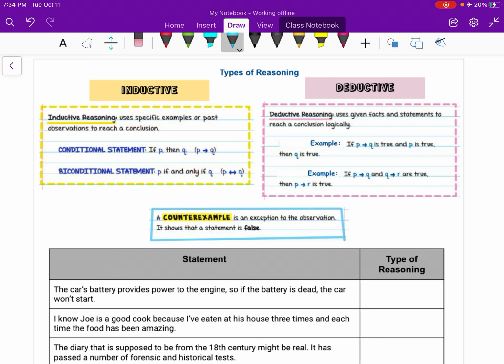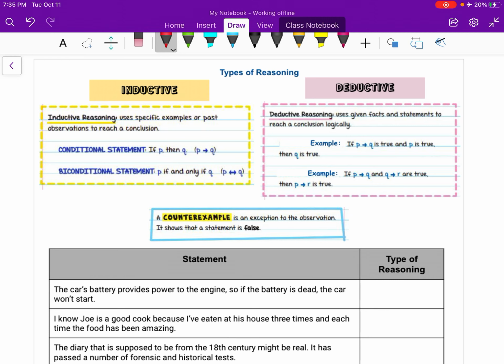However, inductive reasoning is kind of like what I call jumping to conclusions. That's where you take something that you've seen maybe once, twice, or three times, regardless of its truth, and you assume that it is a fact. Typically, any type of inductive reasoning will be in the form of a conditional statement or a biconditional statement.